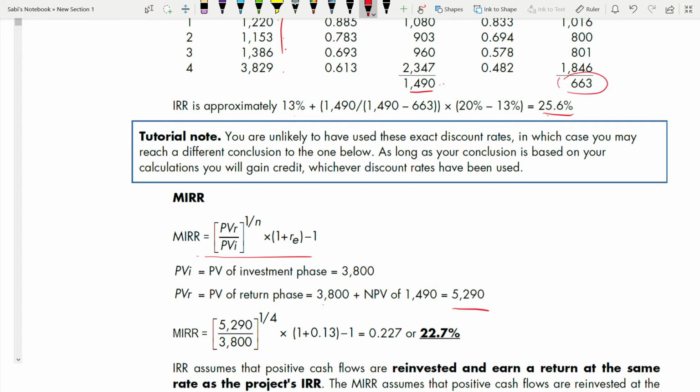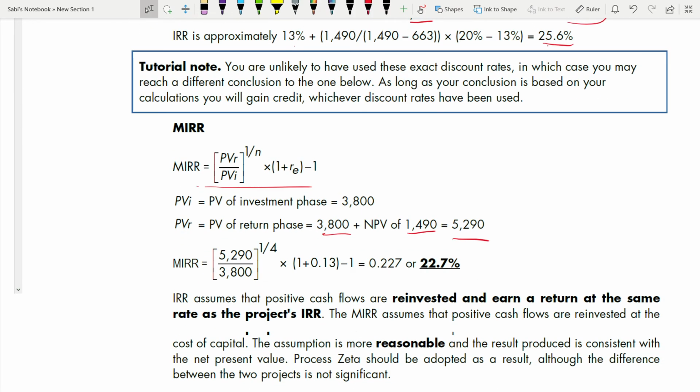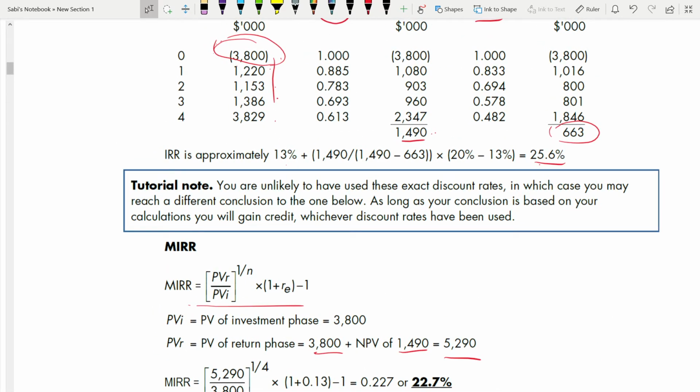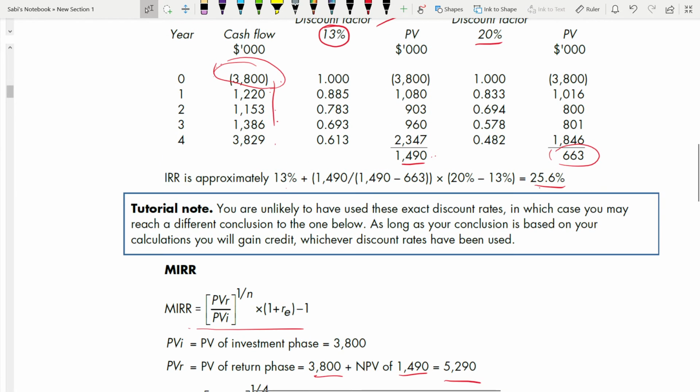Add your investment phase with your net present value, using which discount rate? 13%. Yes, when you add your net present value with your initial investment, you will get the present value of the return phase, which is 5290. Or the other thing you can do is add this column; if you add this column, still you will get 5290. You could do it like that also, or you could just add your initial investment with your net present value, still you will get the same amount.